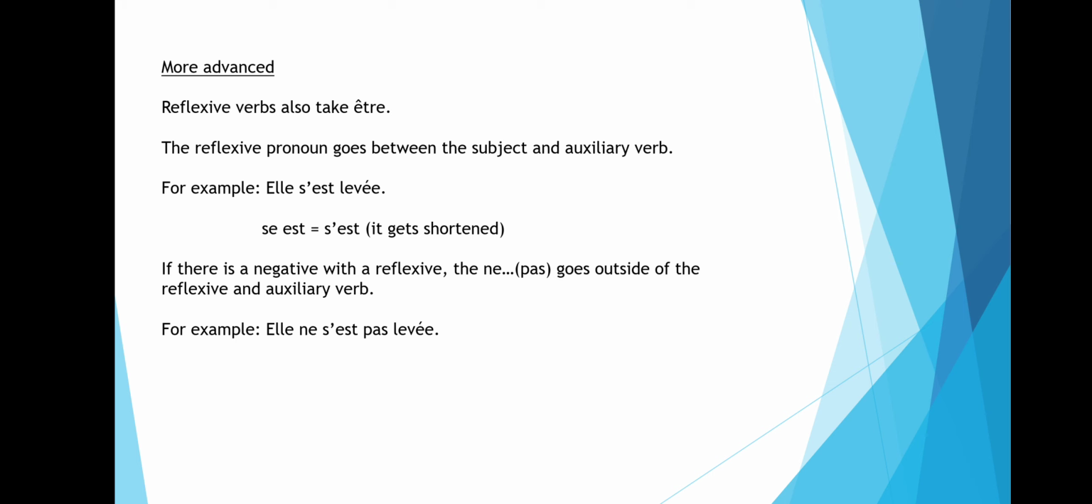And reflexive verbs are like pronouns when you do it to yourself. If there is a negative with a reflexive, the ne, for example, pas, goes outside of the reflexive and auxiliary verb. For example, elle ne s'est pas levée.